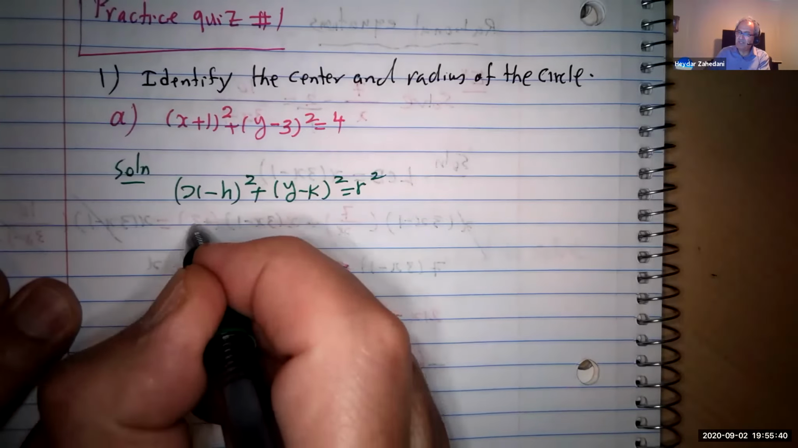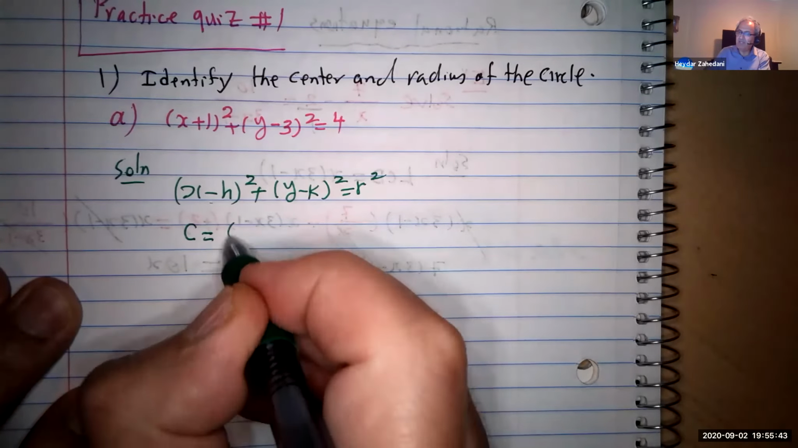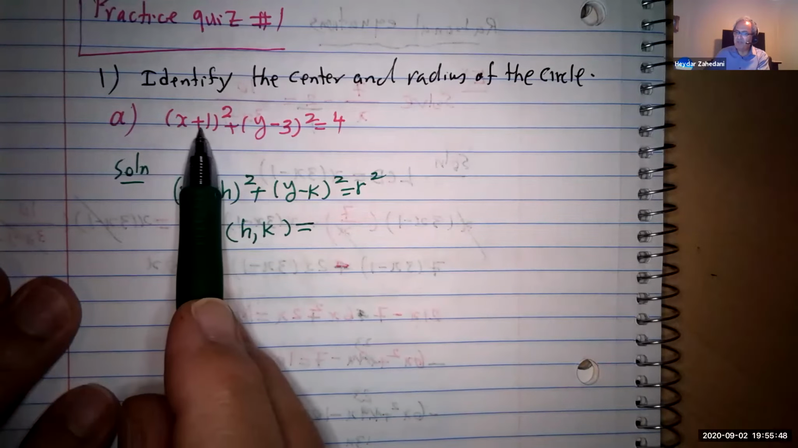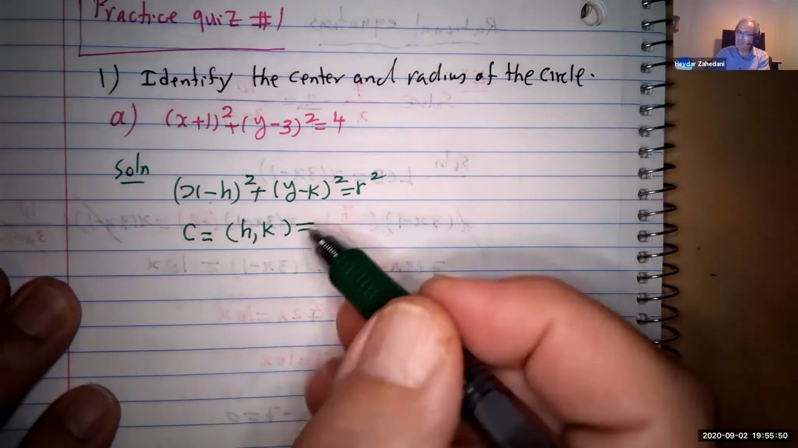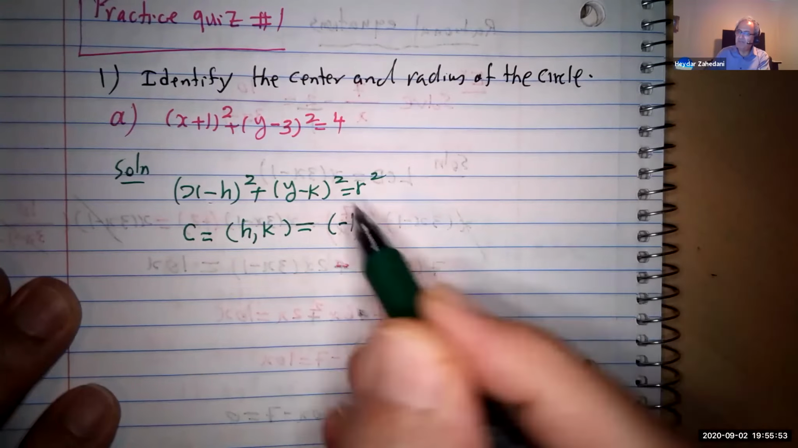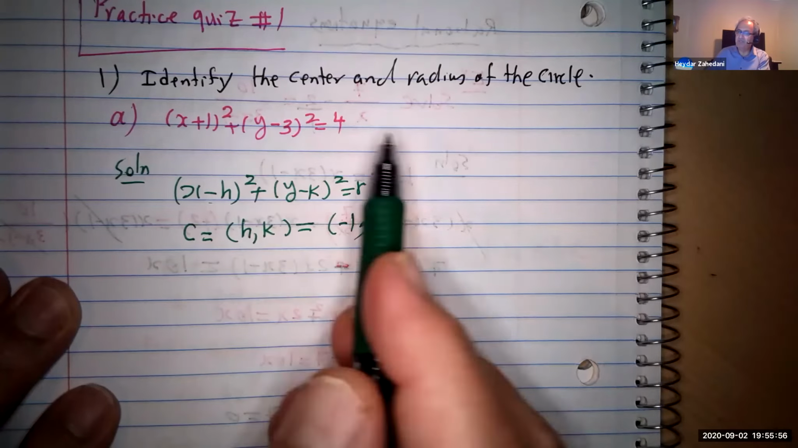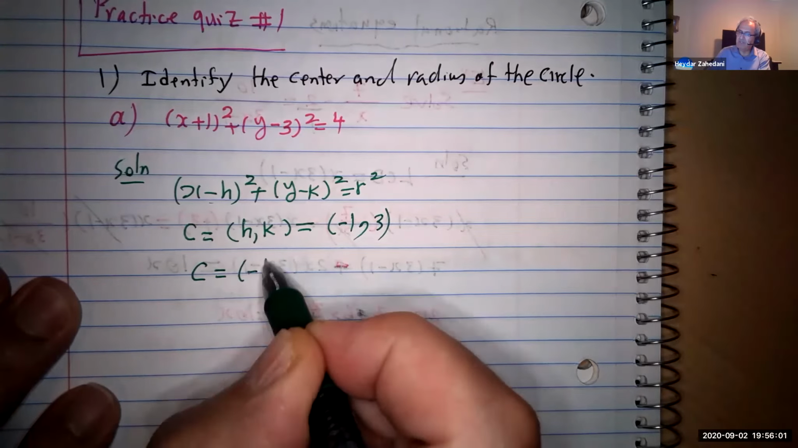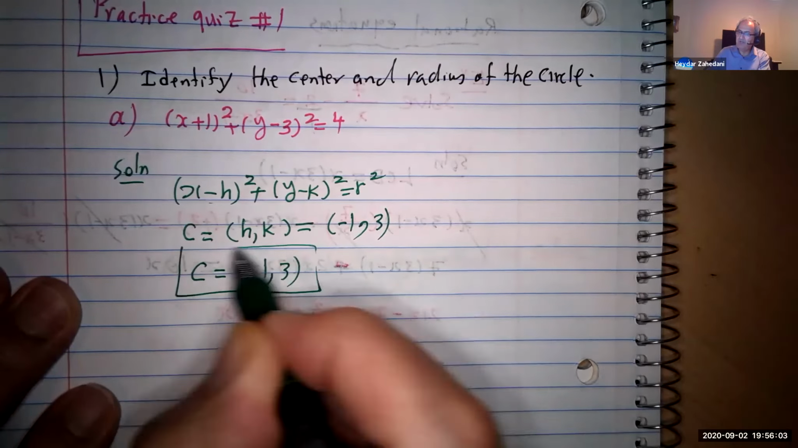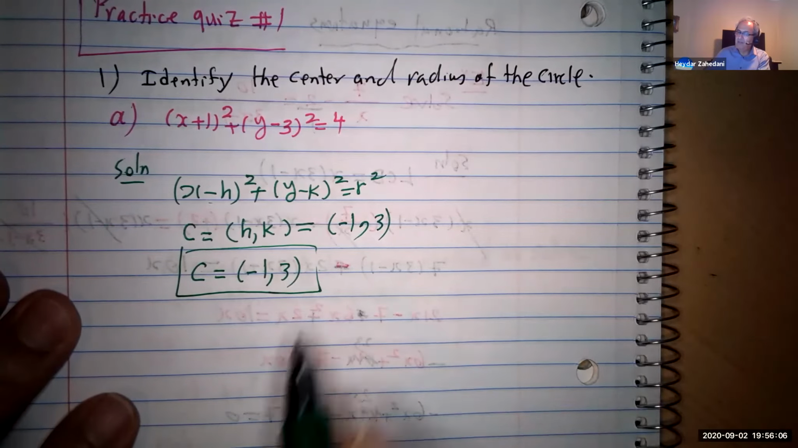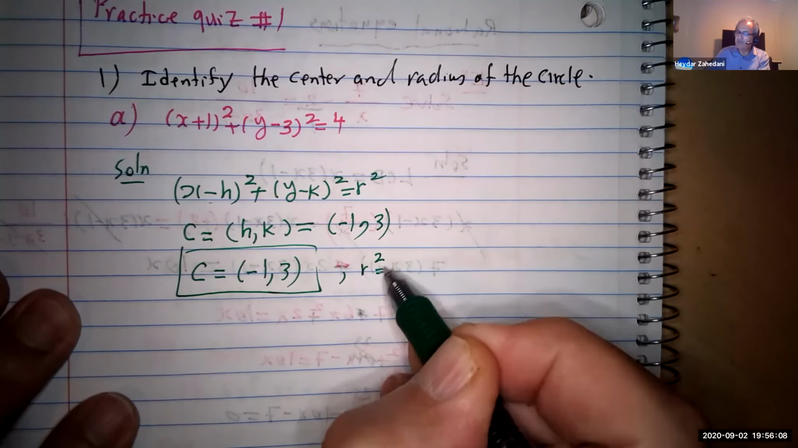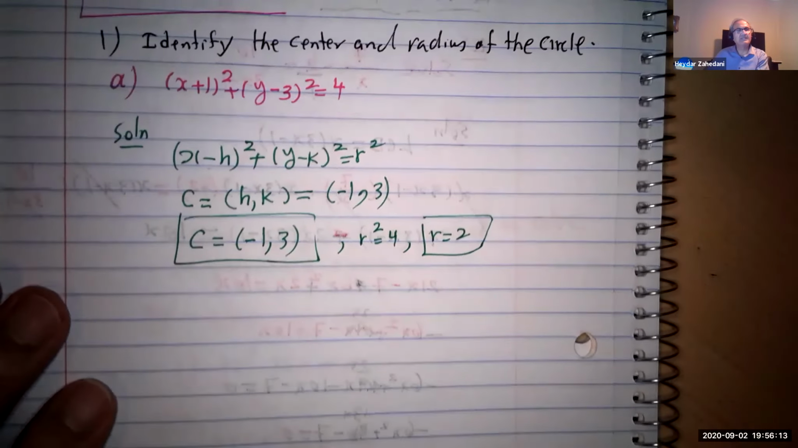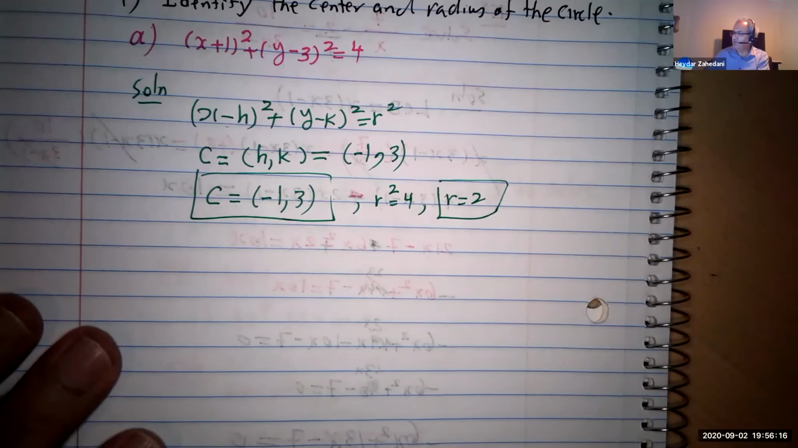So the center is (h, k), if you like. Compare them together, the opposite sign. This is a positive 1, so the h would be −1, and this is a −3, so the k would be 3. So this is going to be the center of your circle. Any question? And you compare r² = 4, so r would be equal to 2. So the circle is centered at (−1, 3) with the radius of 2.